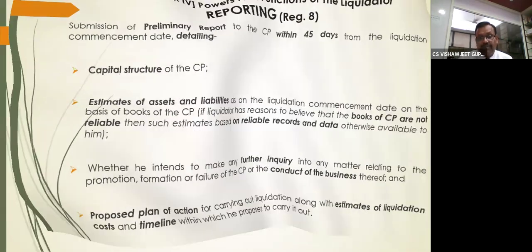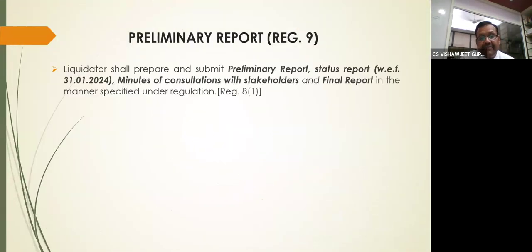Now, regarding the preliminary report, regulation 9 says the liquidator shall prepare and submit the preliminary report. Status report has been included with effect from 31st January 2024. Minutes of the consultation with the stakeholders and the final report in the manner specified under the regulations. So, the liquidator shall prepare the preliminary report, status report, minutes, and final report in the manner specified in the regulations.